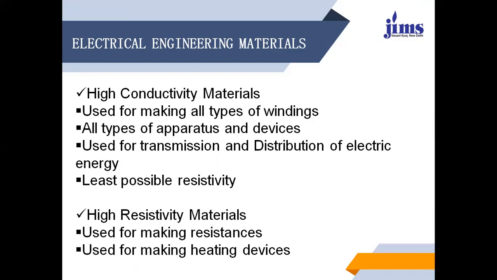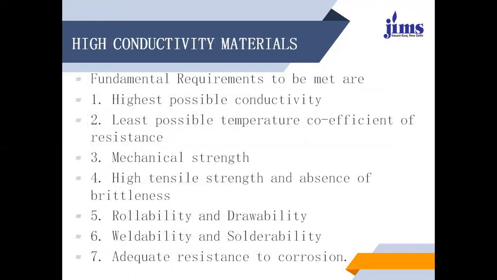The next type of material is the high resistivity material. This type of material offers the least conductivity. High resistivity materials are used for making resistances and heating devices. Heating devices means things like electrodes and heaters.